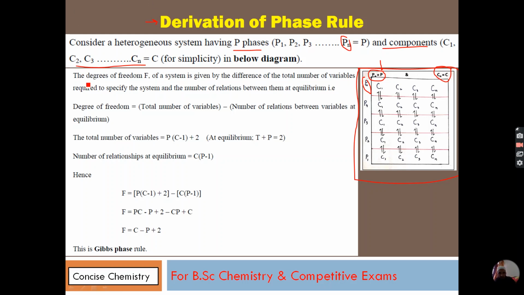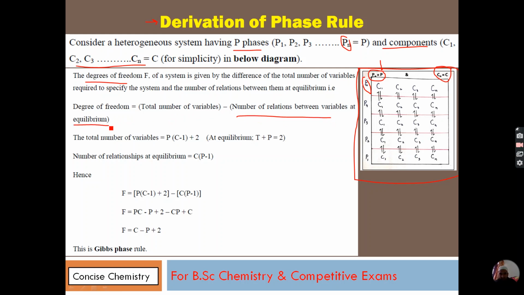Now if you recall the degrees of freedom, what did we say? Degrees of freedom is the minimum number of variables among the temperature, pressure and composition. Mainly, from them we need the minimum number so that we can define the state of the system. Now how will we achieve the minimum number? From the total number of variables, we have to subtract something. That subtraction factor is the number of relations between the variables.